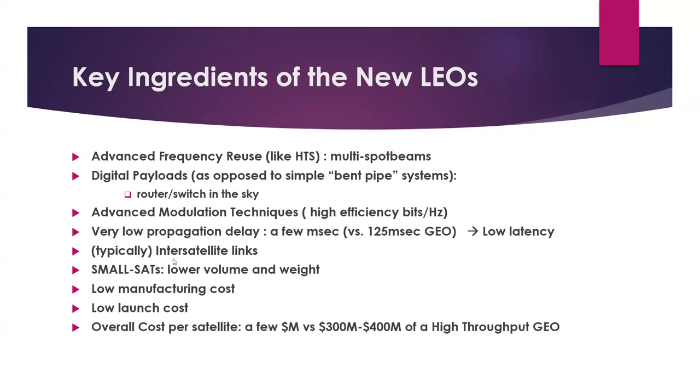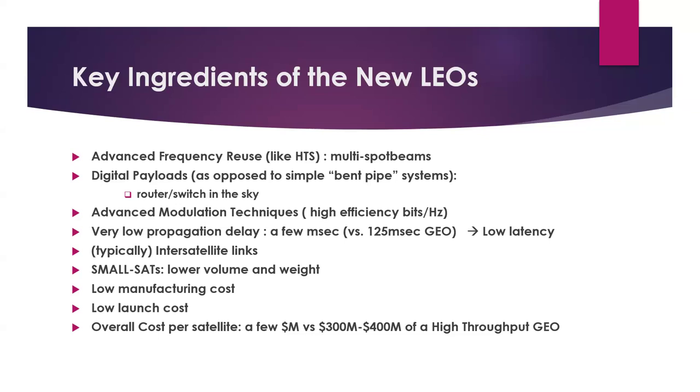The LEO satellites typically have inter-satellite links. And in most cases, these inter-satellite links are optical links. In some cases it could be RF, but I think the new thing is the optical links. The satellites are much lower in volume and much smaller in weight, which means that it's much easier and lower cost to build and especially to launch.